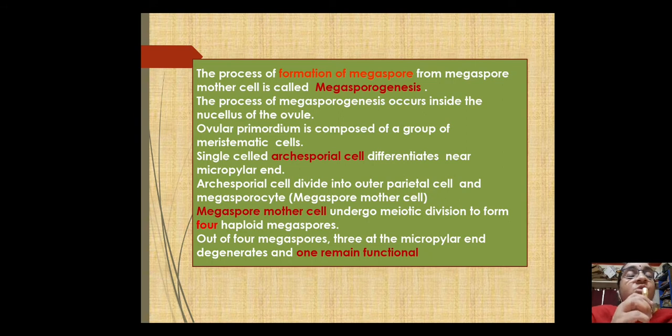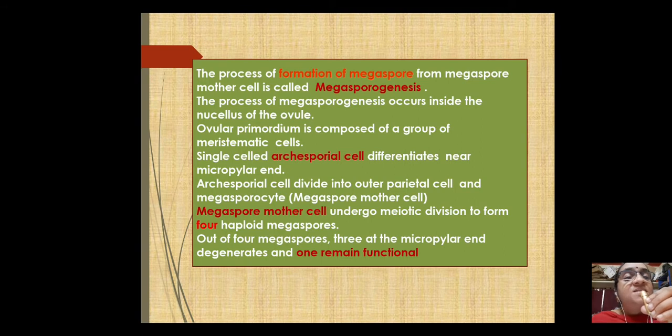The process of formation of megaspore from megaspore mother cell is called megasporogenesis. So microsporogenesis is how microspores are formed. Megasporogenesis is how megaspores are formed. The process of megasporogenesis occurs inside the nucellus of the ovule.